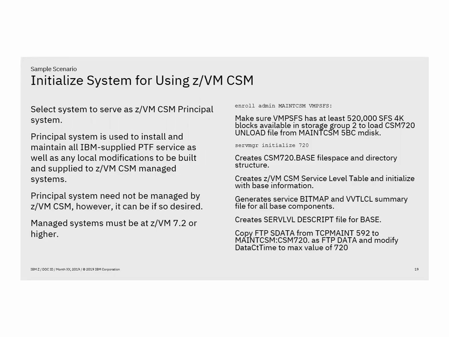One other piece of customization you want to do on MAINT CSM is to copy the FTP sample data file from TCPMAINT's 592 disk to the MAINT CSM CSM 720 directory, rename it to be FTP DATA, and then modify the DATACONNECTTIME value in that file to be the maximum value of 720 seconds. Some of the commands that are run from CSM communicating with that target FTP server are long running, and you don't want those FTP commands to time out.